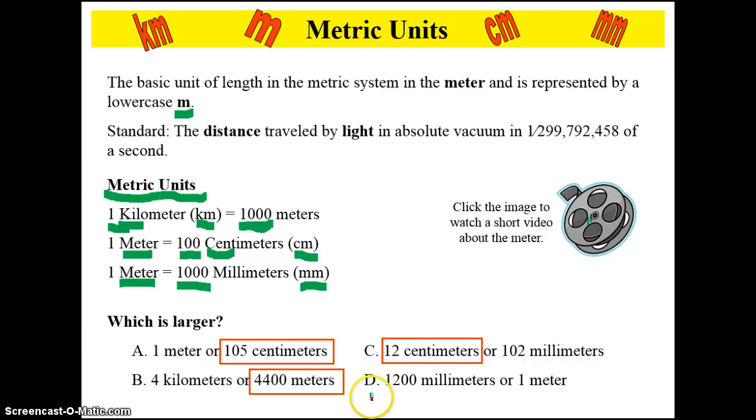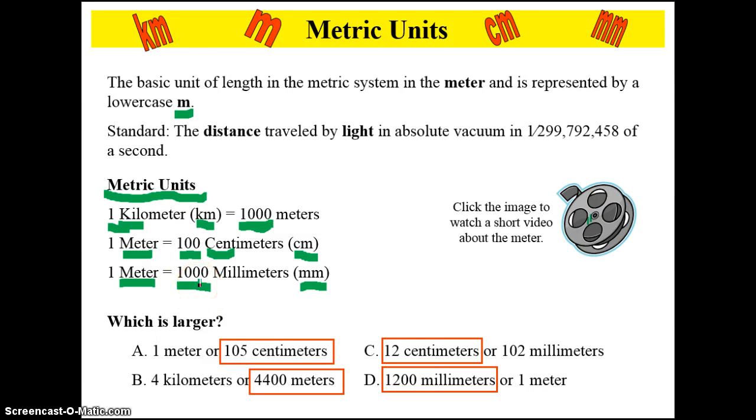Okay, then finally 1,200 millimeters or 1 meter. Think about how many millimeters are in a meter, and then figure out if 1,200 is more or less than that number. Hopefully you guessed 1,200 millimeters, because there are 1,000 millimeters in a meter. So 1,200 millimeters is more than 1,000 millimeters.